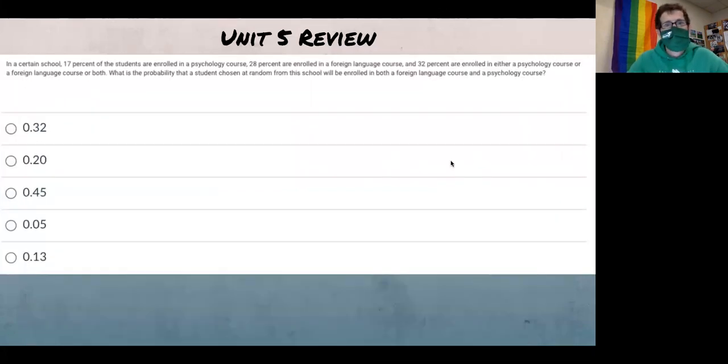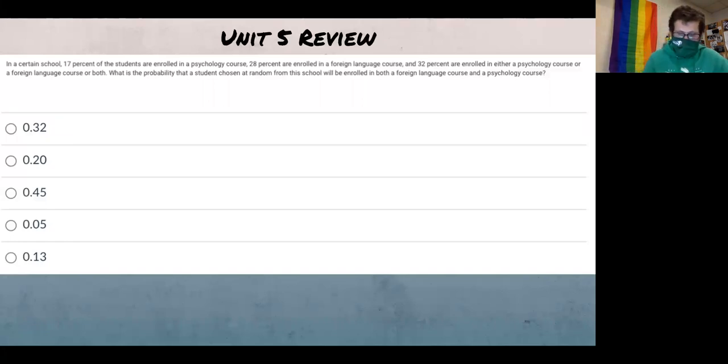Maybe I'll just go through this one real quick, because we could have set up the previous problem as a two-way table also and worked through it. So let's look at this. In a certain high school, 17% of the students are enrolled in a psychology course, 28% are enrolled in a foreign language course, and 32% are enrolled in either a psychology course or a foreign language course or both. What is the probability that a student chosen at random from the school will be enrolled in both a foreign language course and a psychology course? Well, we don't really need a two-way table necessarily.